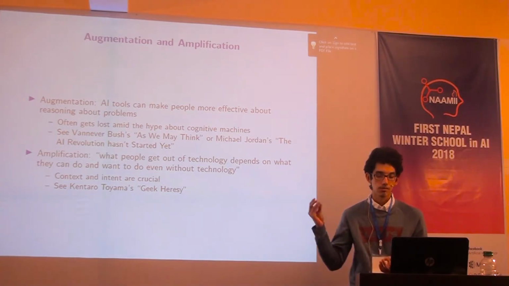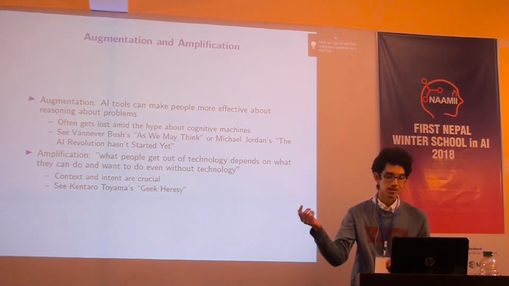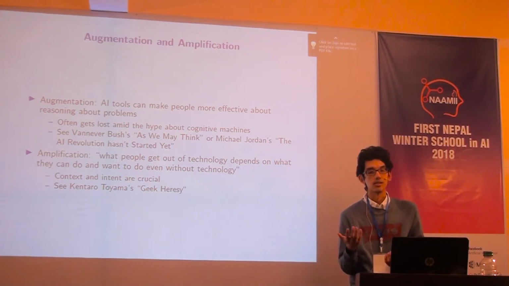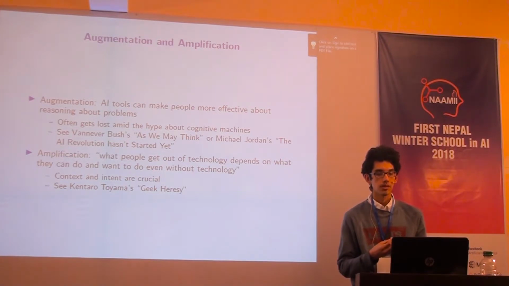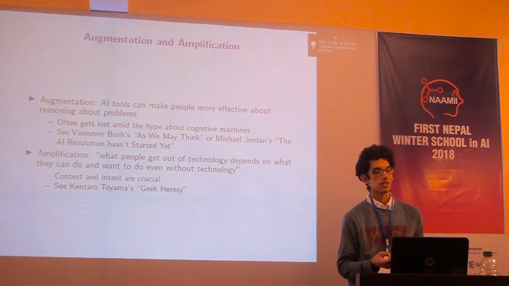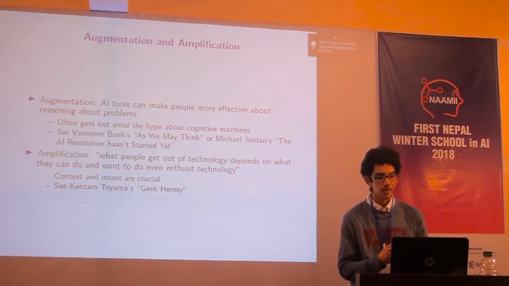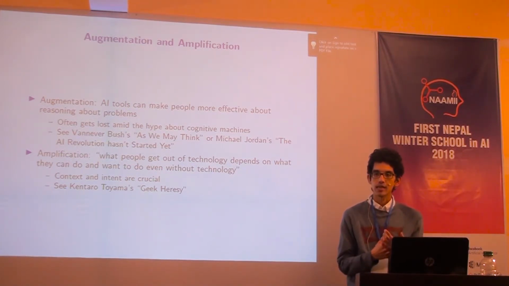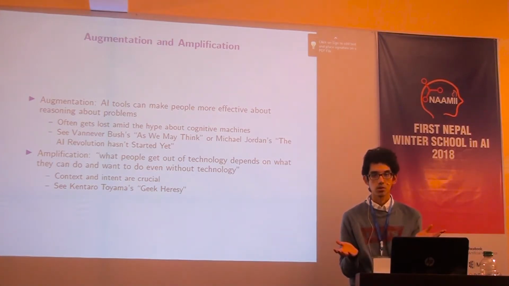And then Michael Jordan, the statistician, had some very interesting thoughts on this, in his piece "The AI Revolution Hasn't Started Yet". Augmentation is going to be everywhere, and that's really what we should be focusing on, rather than just thinking about autonomous agents, right? This is one approach to AI that I think is useful when you think about any sort of social application.